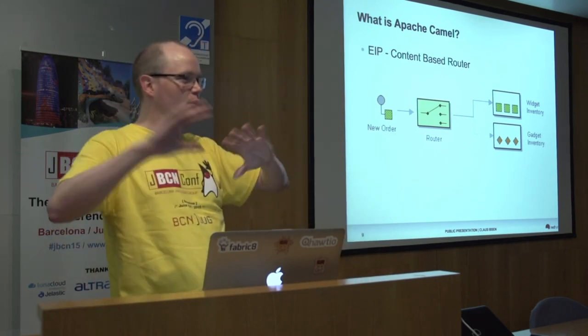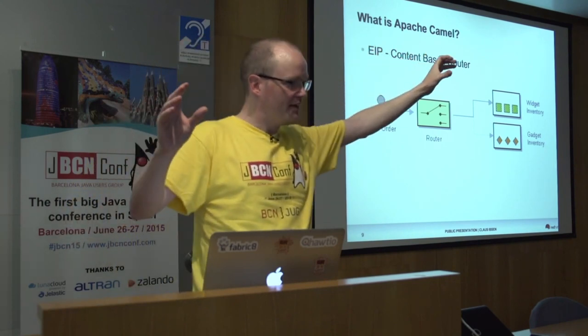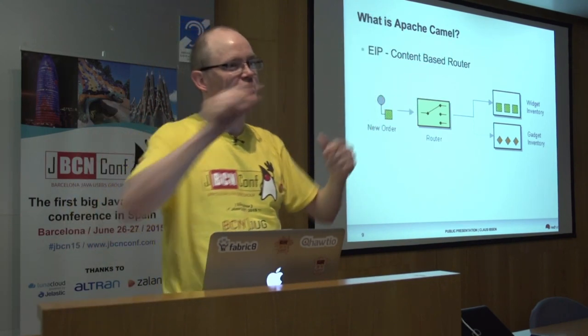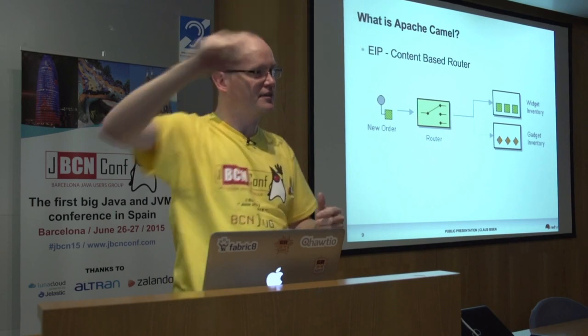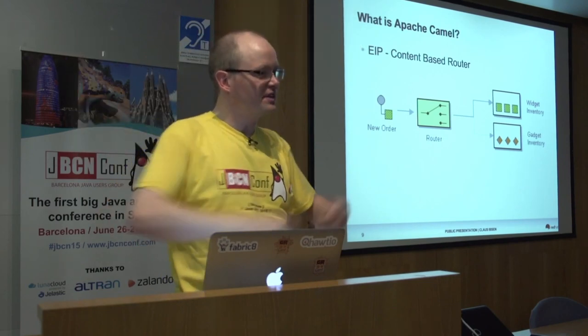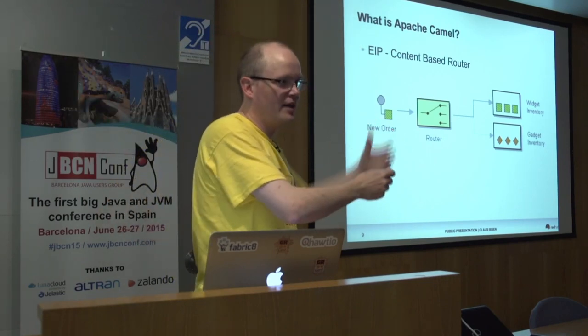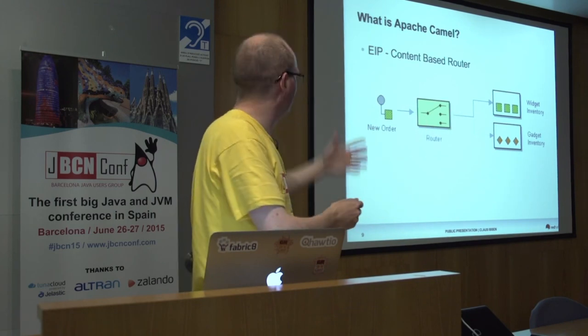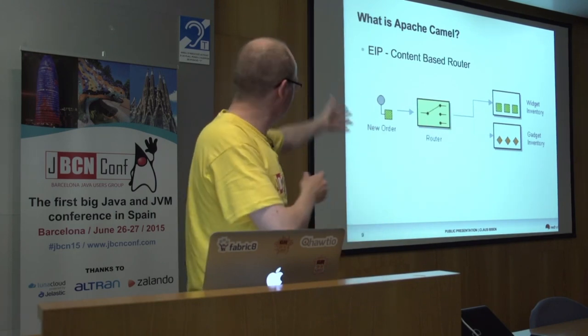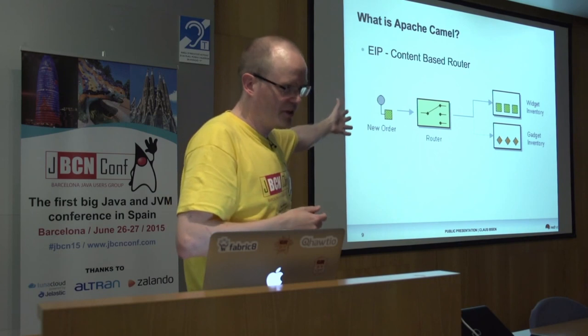If we have an order system where new orders are coming in, then depending on what kind of order it is, you need to route it either to a widget or a gadget. If you take the enterprise book, we can find a pattern for a solution for this. It's called the content-based router. And this is how it looks in a graphical illustration.